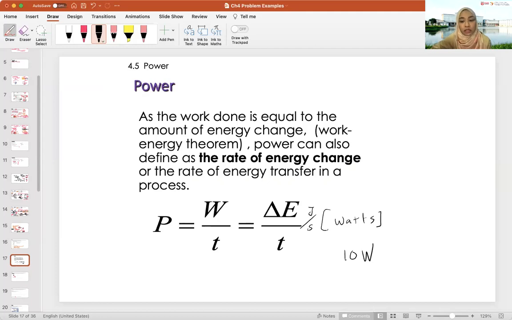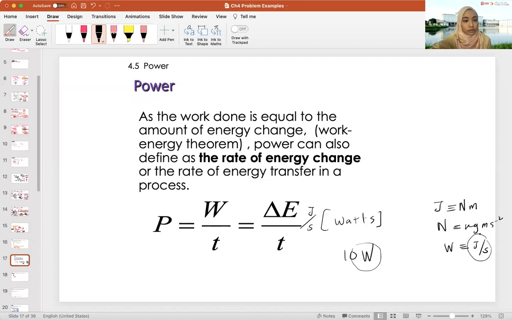Or you can say it's joules per second. It would mean the same thing, just like joules is equal to Newton meter, and Newton is equal to kilogram meter per second squared. So watt is also equal to joules per second. This is the SI unit, but you can also use this unit.